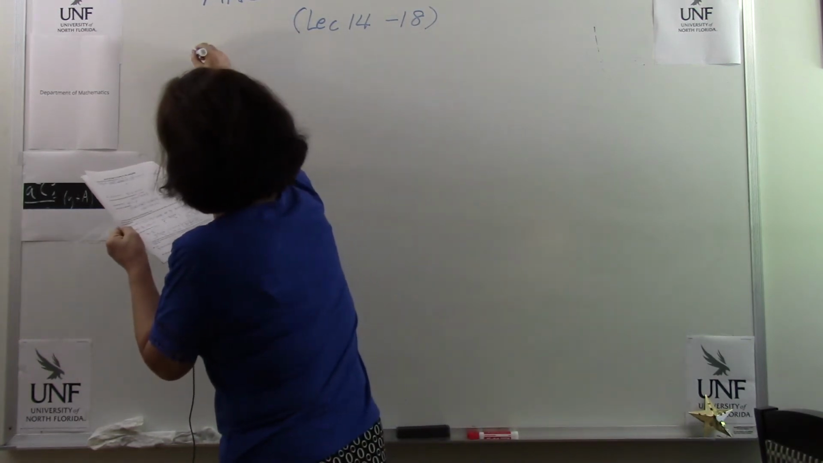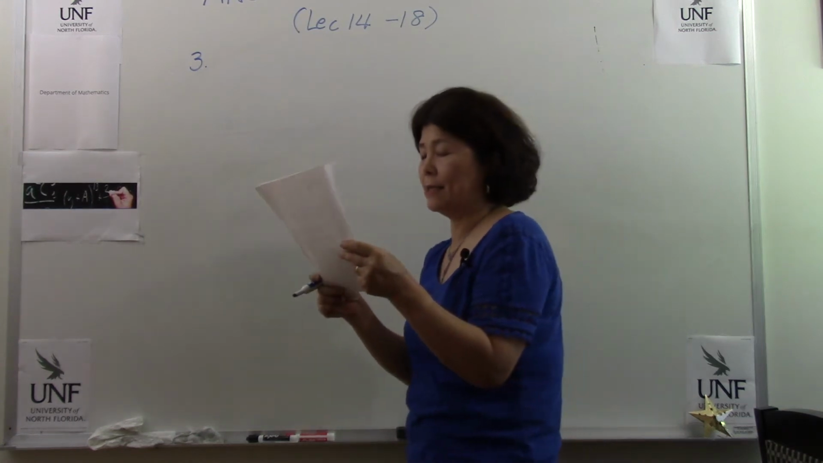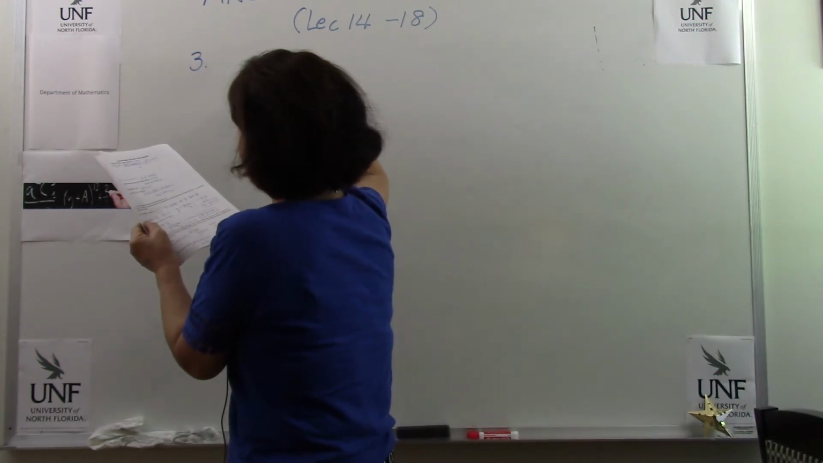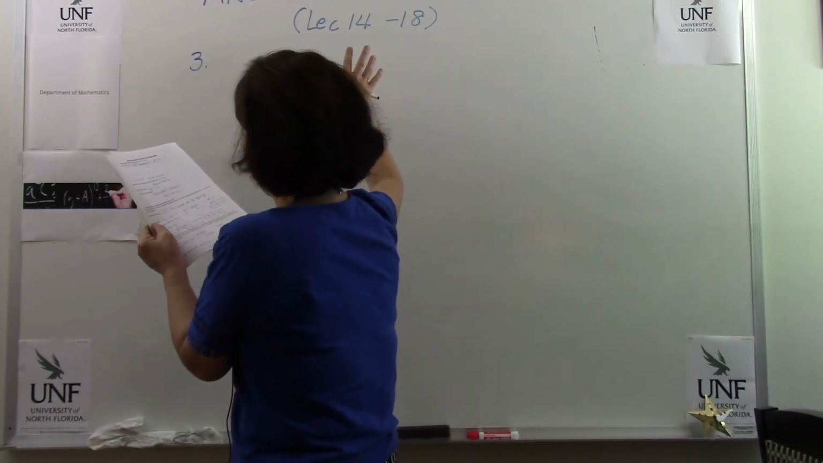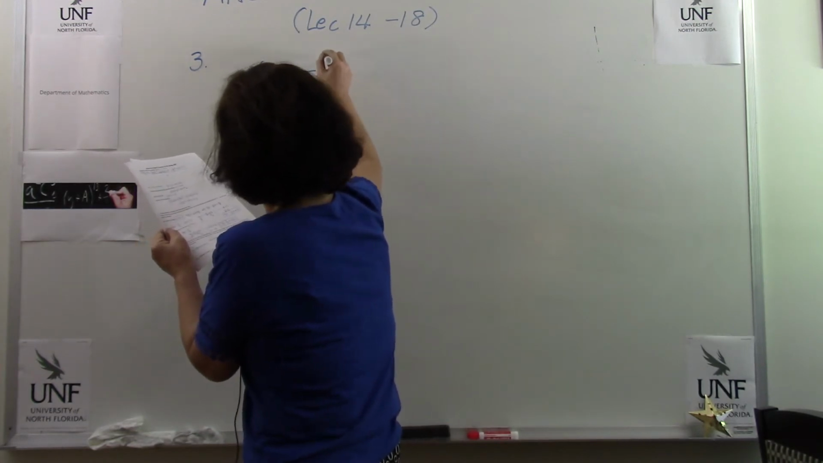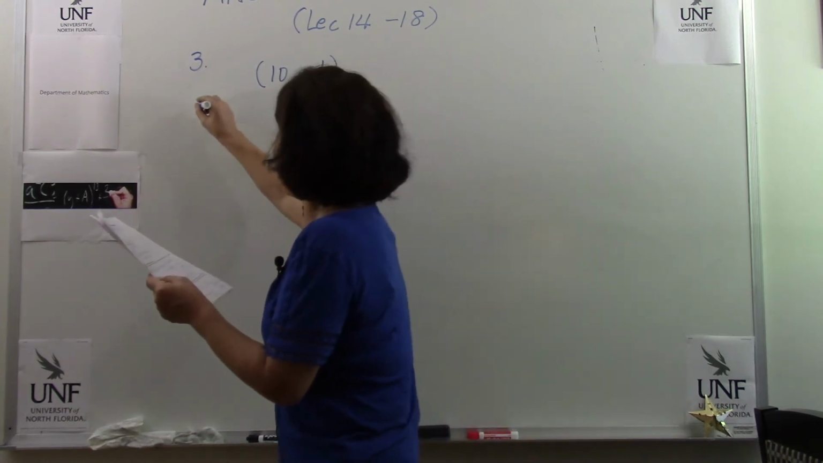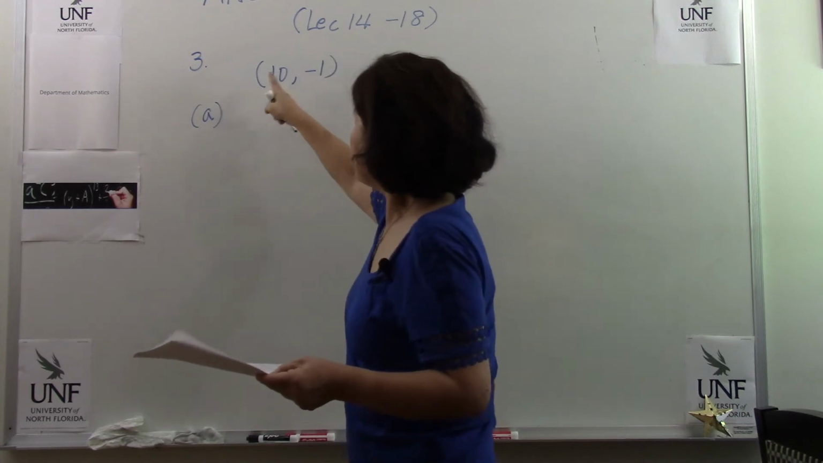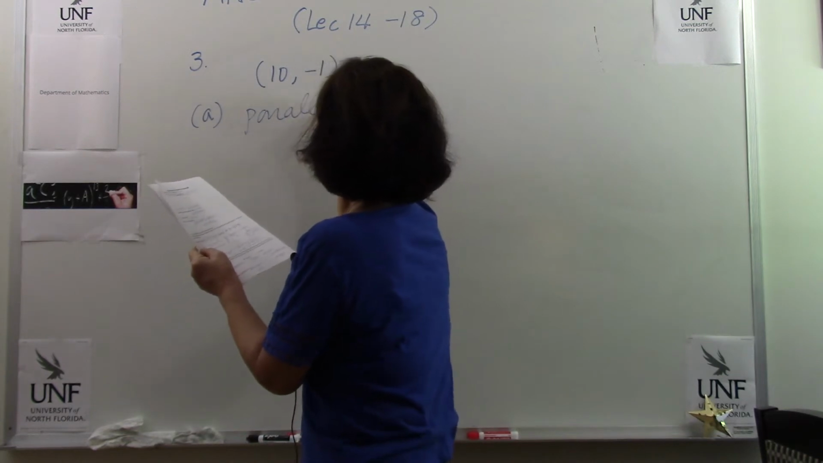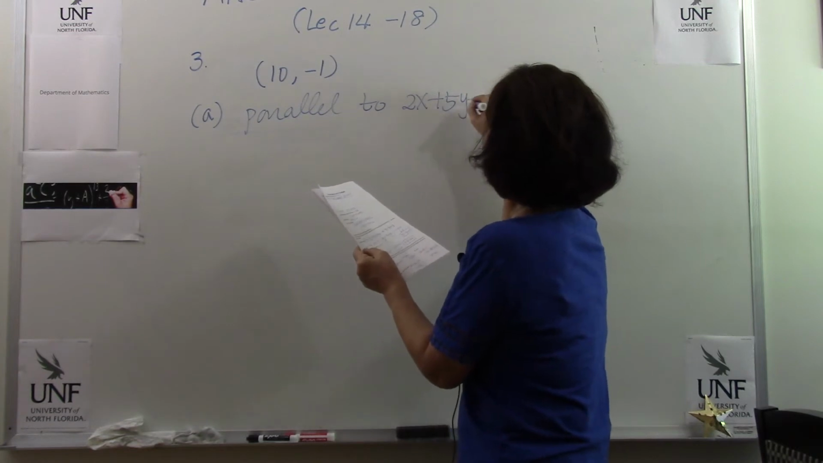Number 3, finding the equation of parallel and perpendicular lines over here, okay? Well, we are going to find the equation of a line that is passing through (10, negative 1) and satisfies the following conditions. So A is that the line is passing through this and what? Parallel to the line 2x plus 5y equals 4.